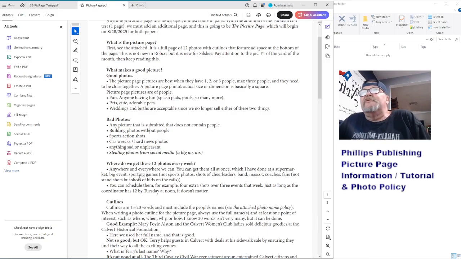If you take the picture and submit it to one of the two coordinators here, me being the one in Robertson County and Dylan being the one in Silsbee, you write the cut lines. Cut lines are 15 to 20 words, okay? And they need to be of substance.